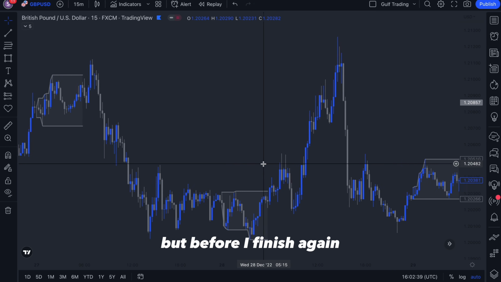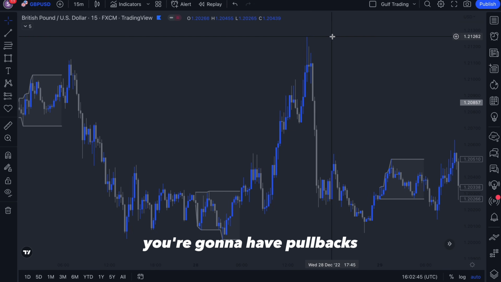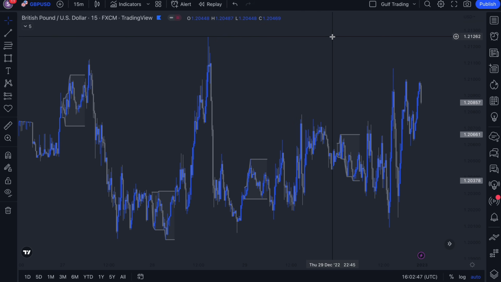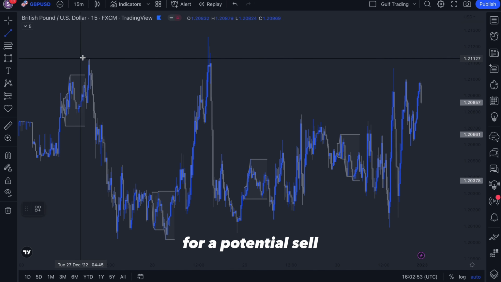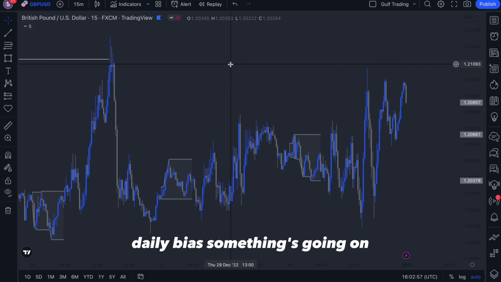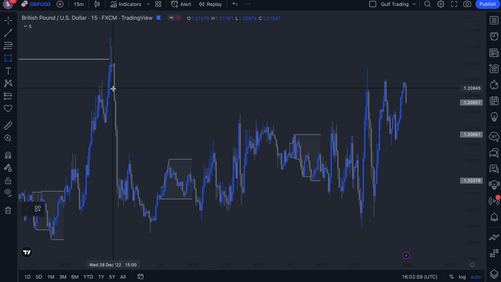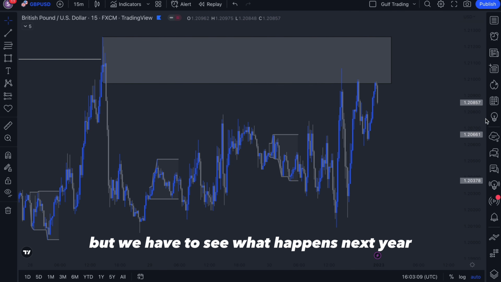But before I finish, again, look, some days aren't going to be in line with the daily bias. You're going to have pullbacks, you're going to have all kinds of stuff. But it did create a nice liquidity grab for a potential sell. You know, when price goes up during bearish daily bias, something's going on, and you can get in on something like this. Sell from there maybe, but we'll have to see what happens next year.